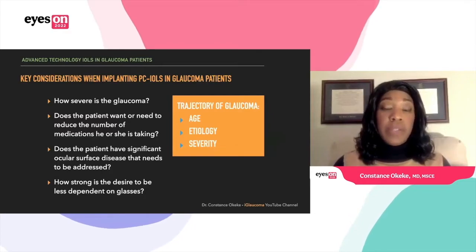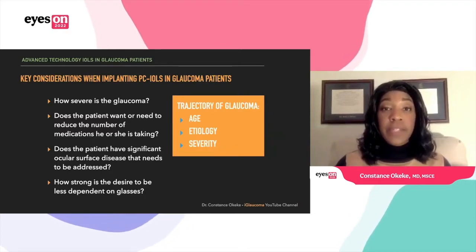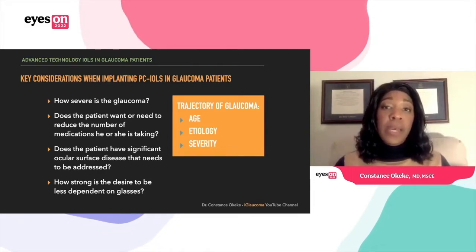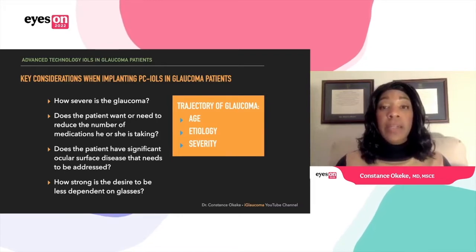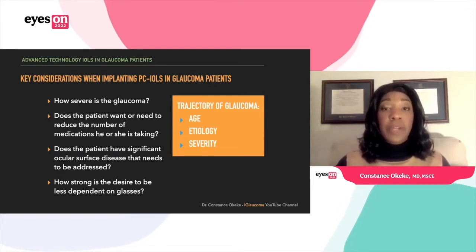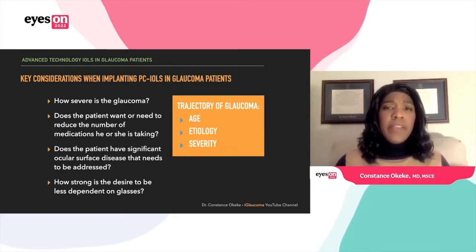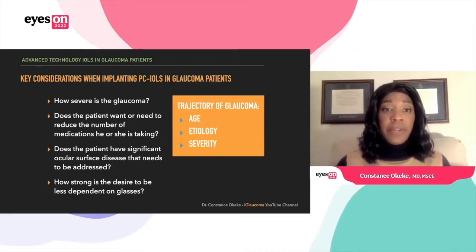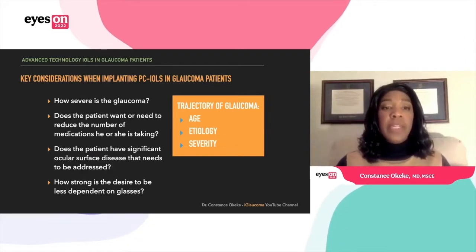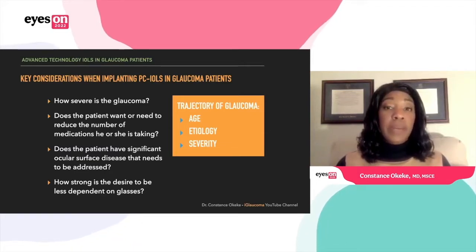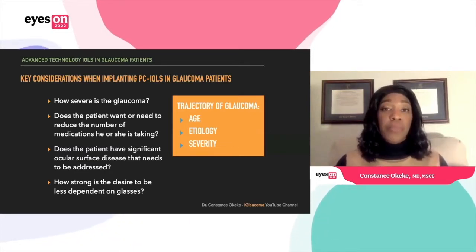So now that we've discussed various types of advanced technology lenses, let's go into some practical discussion about how we go about considering these lenses in glaucoma patients. One of the first questions that needs to be answered is, how severe is their glaucoma? Is it mild, moderate, or severe? And in measuring the severity, is this a patient that has stable glaucoma? Are they on quite a number of medications? Are we looking to remove medications? Are we looking to stabilize their glaucoma?